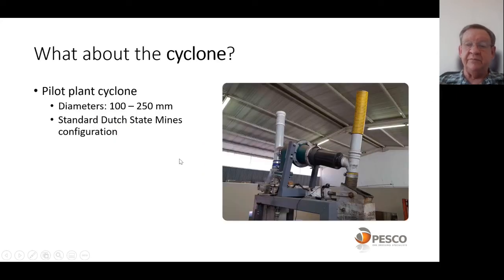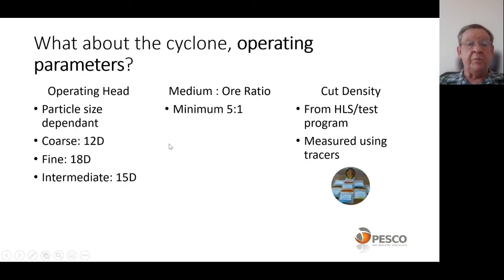So what about the cyclone? Pilot plant cyclones, typical diameters are between 100 and 250 millimeters and normally use a standard Dutch State Mines configuration. The operating parameters. The first one is the operating head, and the operating head is particle size dependent. If you have a coarse top size and coarse particles, you're treating the coarse fraction, a head of 12D is fine. If you've got fine particles, then you need to increase up to 18D. And for intermediate sizes, you can use 15D.